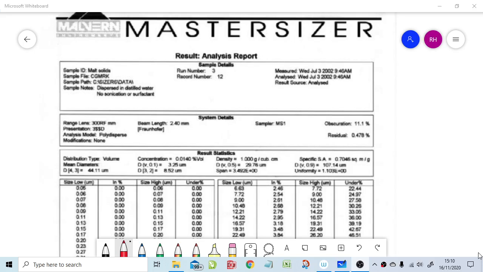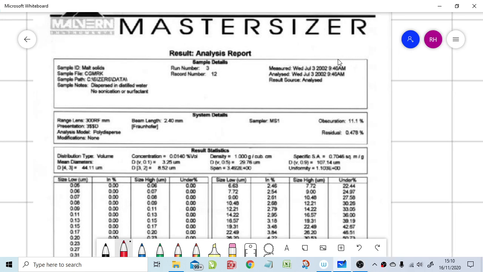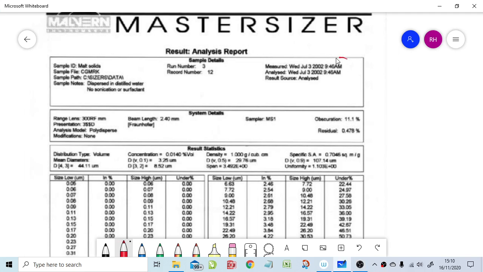Well, welcome to this fairly short video going through how to read the results from a laser diffraction system. In this case, this is a Malvern Mastersizer. I have to confess that the results are somewhat old, because as you see just here, this is the date at which the test was taken, which is back in 2002, so we are going back a little way. But nevertheless, modern devices have a pretty similar sort of layout.